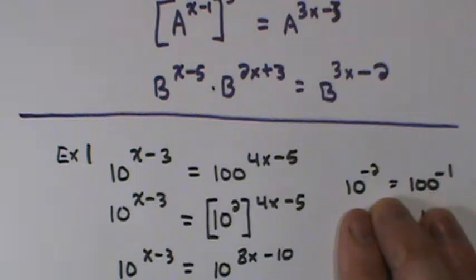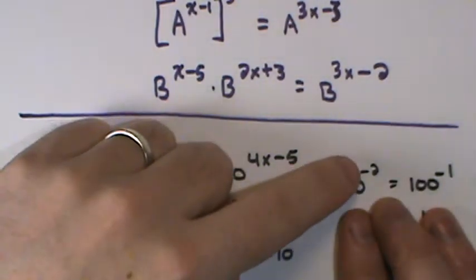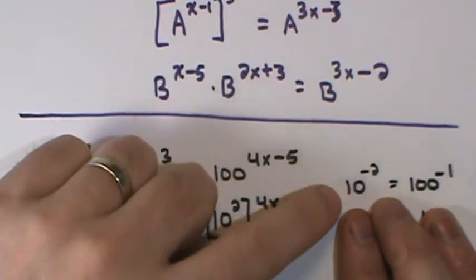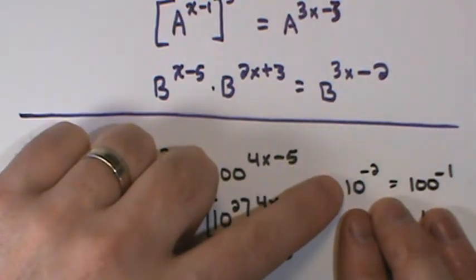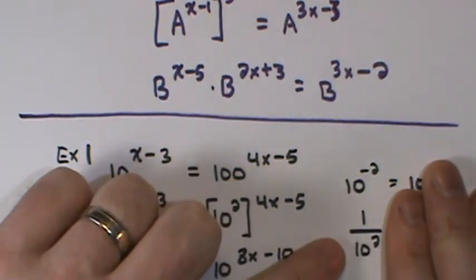Really, this section draws on your understanding of the properties and the rules of exponents. So the next thing they do is I recognize that I have a negative exponent. A negative exponent means that this base is on the wrong side of a fraction bar. So I drop that down, and it's 1 over 10 squared.